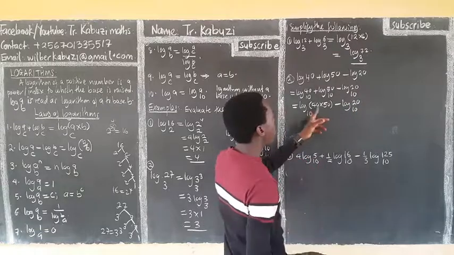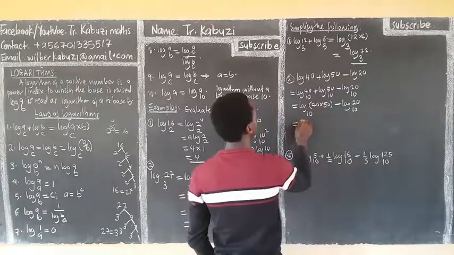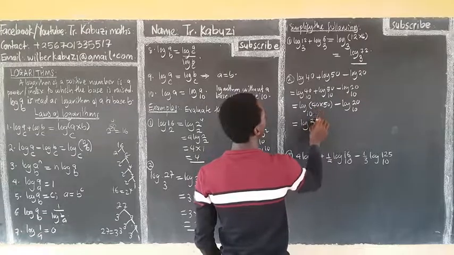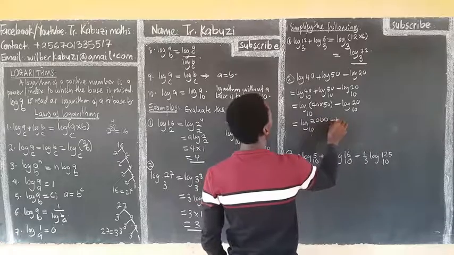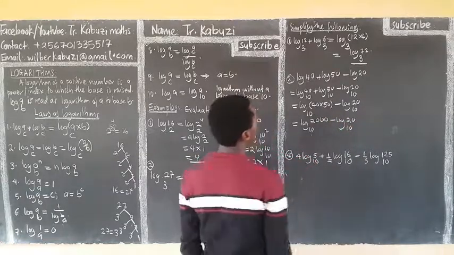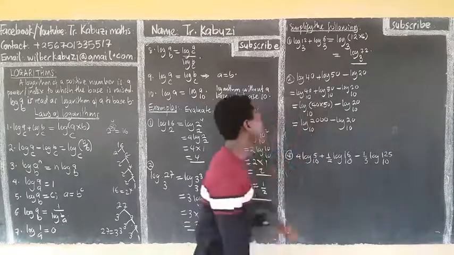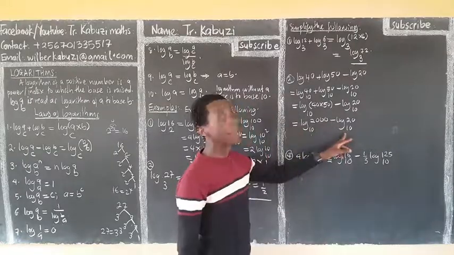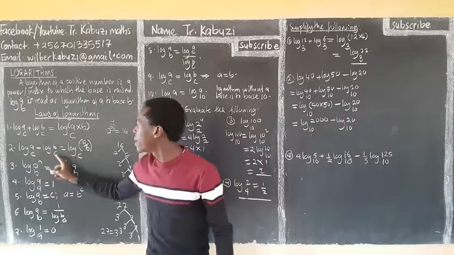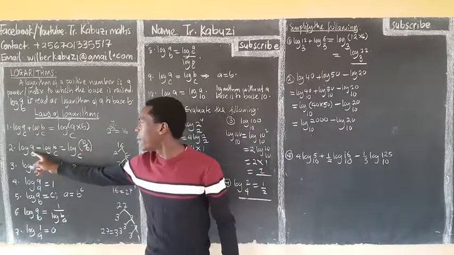So when I multiply this, I get 2000. Log 10, this will be 50 times 40, 2000, minus log of 20, base 10. Okay, now you see if you are subtracting and the base is the same, it means that we are going to apply this property here. If you are subtracting when the base is the same, you divide. You get this divided by that.